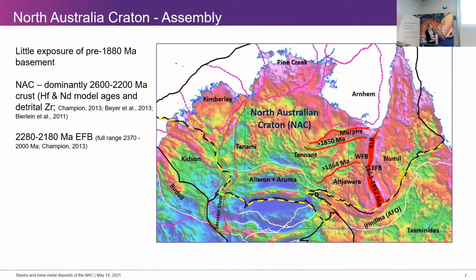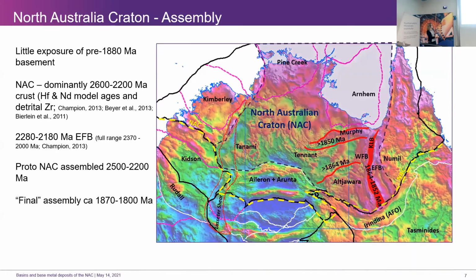The North Australian Craton, as I said, because we don't have a lot of basement outcrop, although that 1880 to 1800 package is widespread, there's not a lot of outcrop. So we don't know a lot about it, but from hafnium and neodymium model ages and detrital zircons, we see a general picture that the core of the North Australian Craton formed between 2600, so late Archean, to 2200. Interestingly, in Mount Isa, this eastern zone shows slightly younger neodymium model ages.